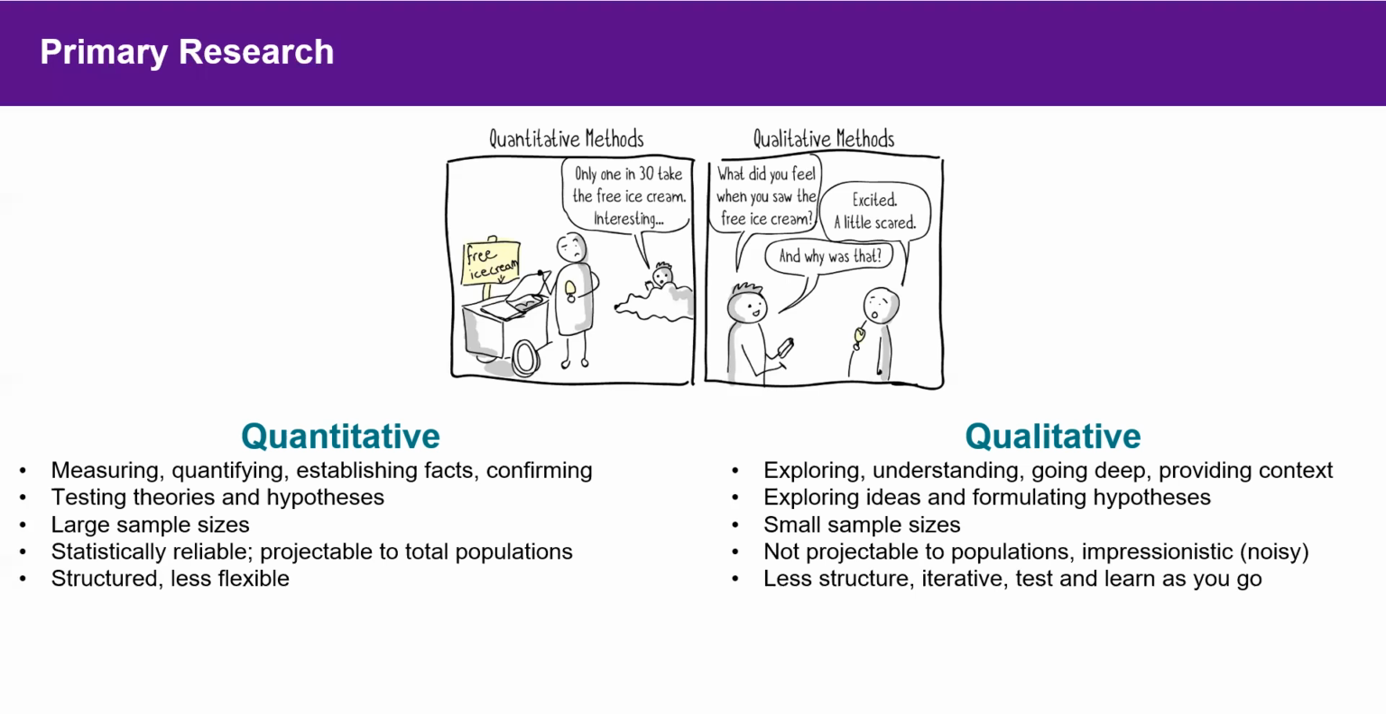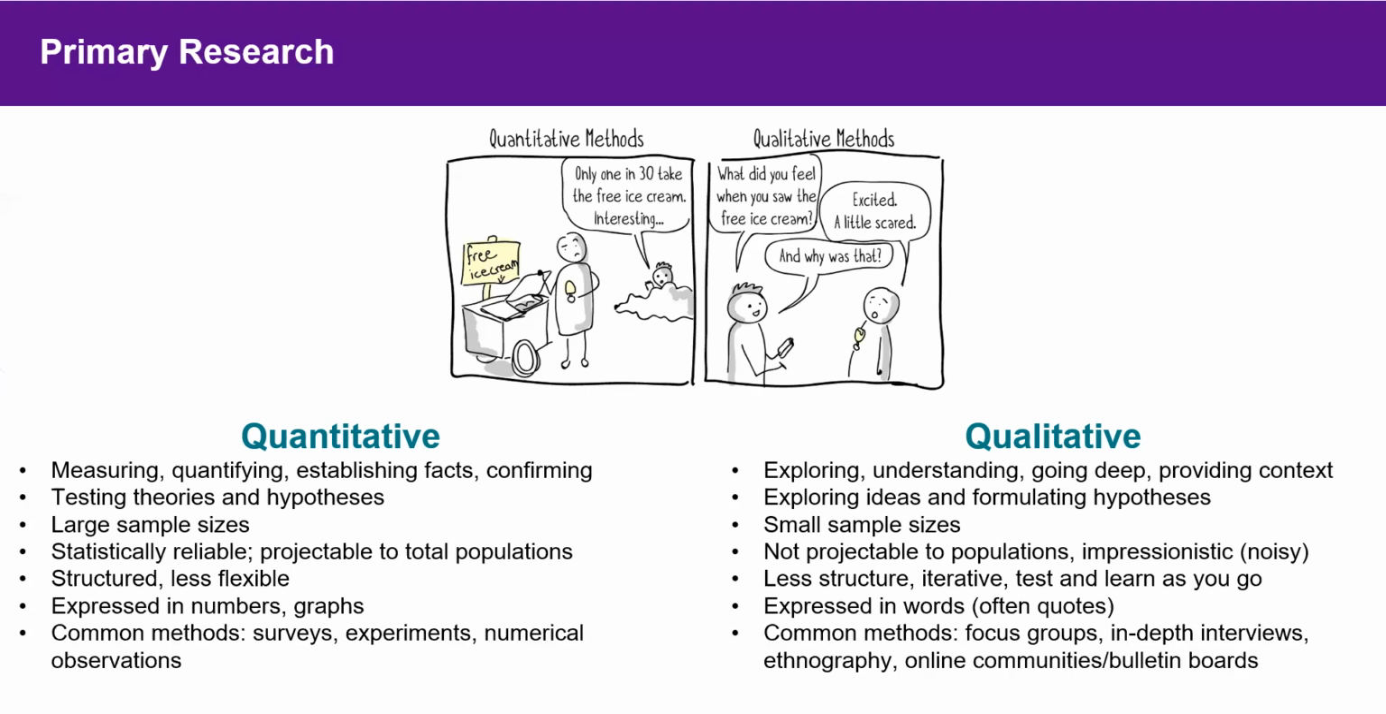Quantitative, just given that it is more about establishing, measuring, quantifying, tends to be much more structured and less flexible versus qual. Once you're in process, you do have more opportunity to test, learn, and iterate, and there tends to be more flexibility in that type of method. The way that we express the results of these different types of research tends to be a little bit different. So quantitative tends to be expressed in numbers, graphs, dashboards, all types of data visualization, versus qual, which tends to be expressed more often in words.